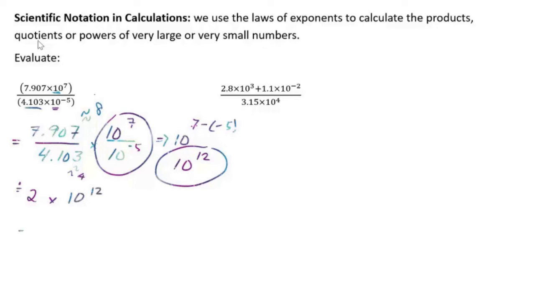Now we do want to write what the exact answer is, so if you punch 7.907 divided by 4.103 into your calculator, you'll find you get 1.927. And of course, 10 to the power of 7 divided by 10 to the power of negative 5 is still 10 to the power of 12.